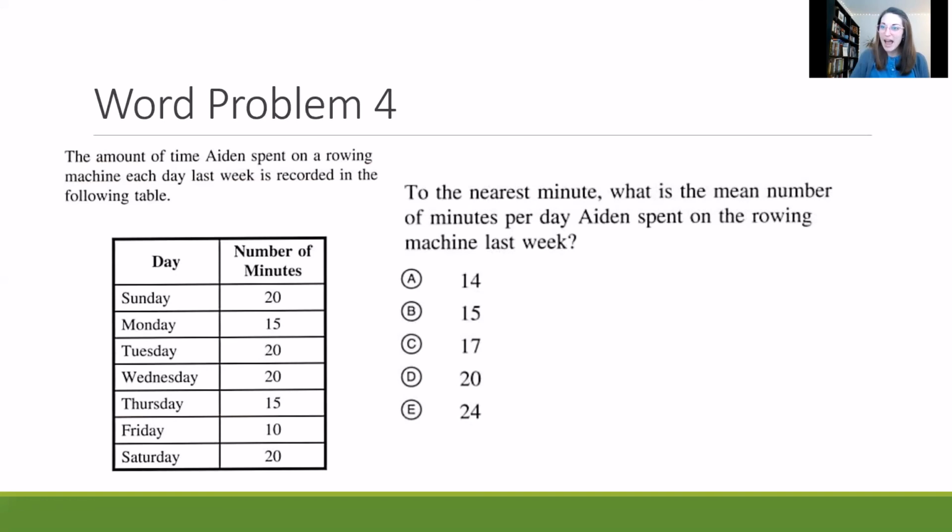It means the average. So to get an average, we need to add up all of the numbers of minutes from that week and divide it by the number of days, which in this case is 7. So once we get our total number of minutes, which would be 120, and we divide that by 7, we get 17 and a few decimals. But if we round that to the nearest whole number or nearest minute, then we would get C, 17.